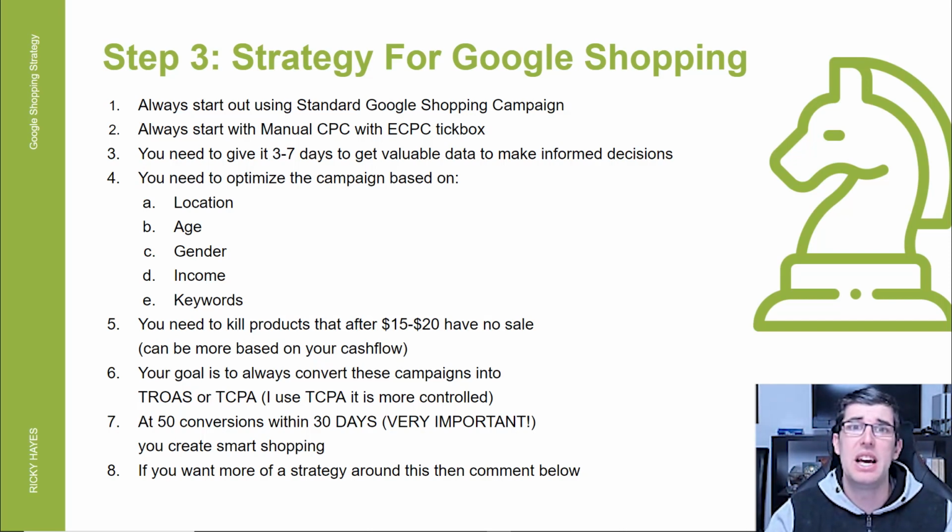You need to give it 3 to 7 days. I've seen some people overnight do incredibly well, and that happens. But generally, the recommendation is 3 to 7 days. In fact, Google recommends 30 days. The nature of the platform says that. You need to optimize the campaign based on things like location, age, gender, income, and keywords. Very important. If you want more of a strategy around that, comment that down below. I will look at making a video.